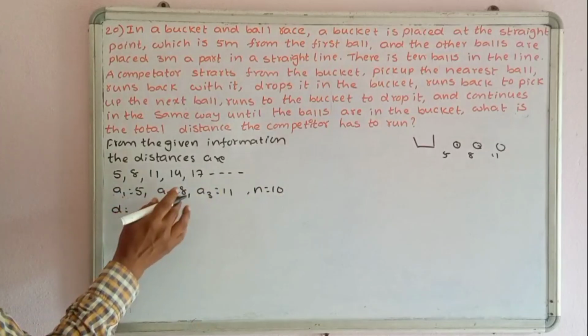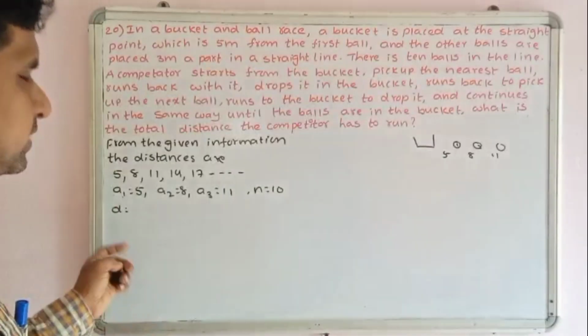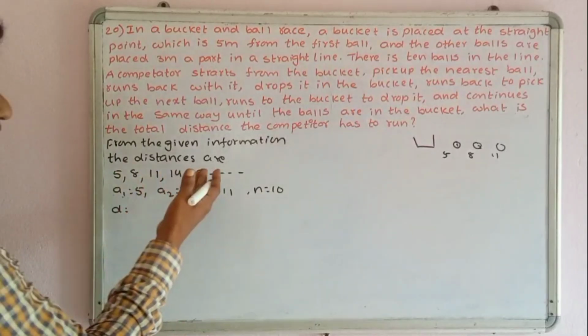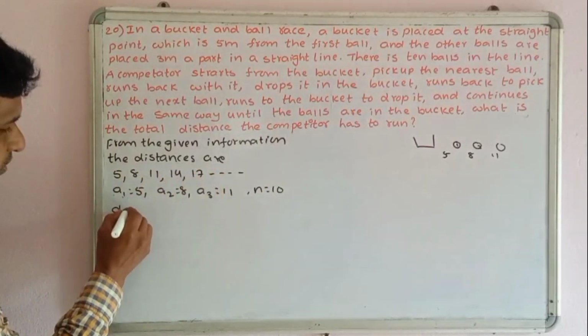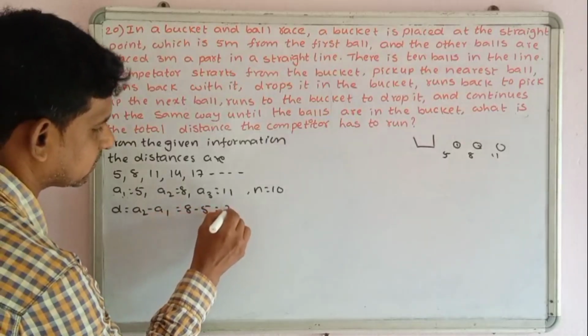Common difference: see, 8 minus 5 is 3, 11 minus 8 is 3. So the common difference is the same. Hence what is this progression? Arithmetic progression. So d equals A2 minus A1, that is 8 minus 5, 3.